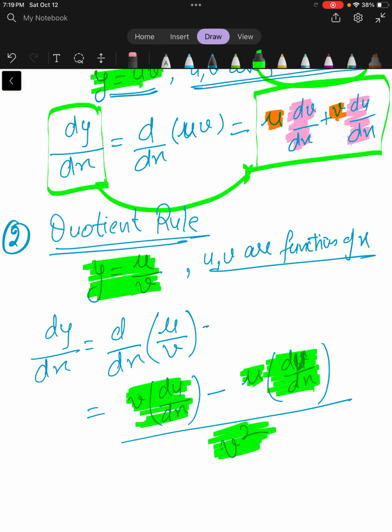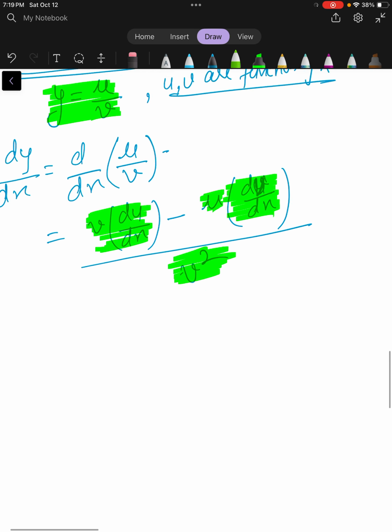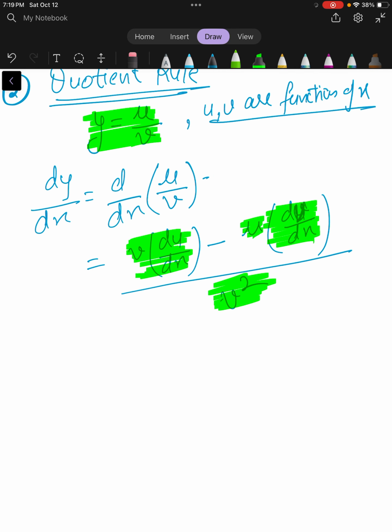Now we will move into the chain rule. Let's come to the next formula, or we can say the next rule. The third rule is the chain rule. So the chain rule we will have here.